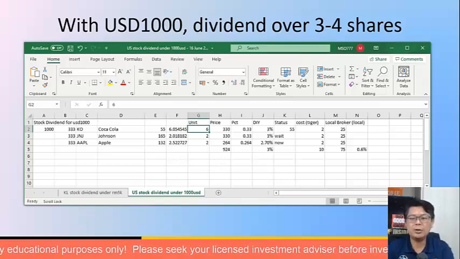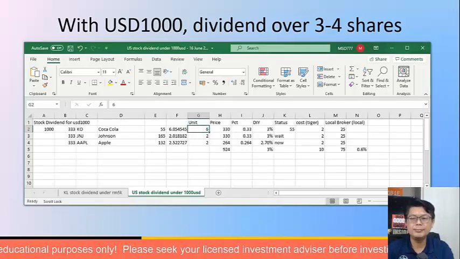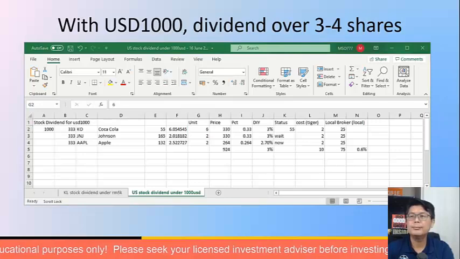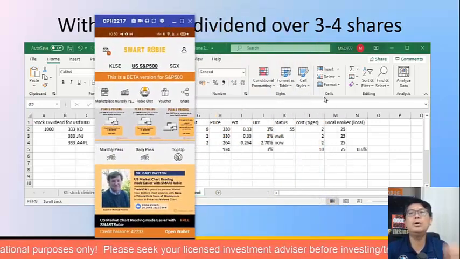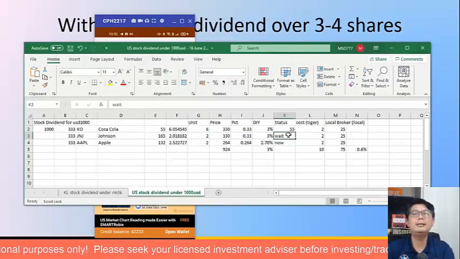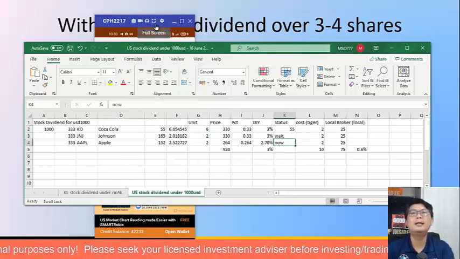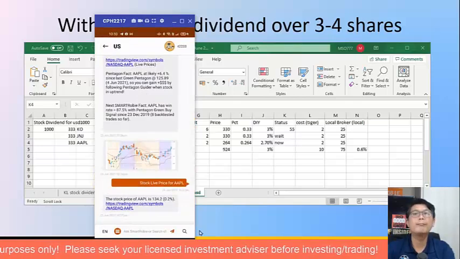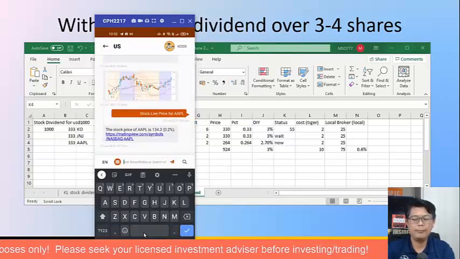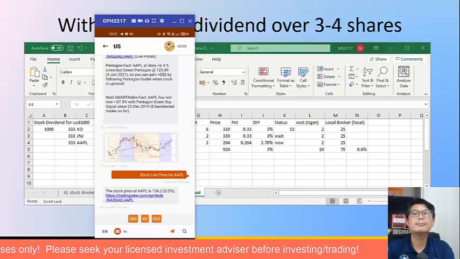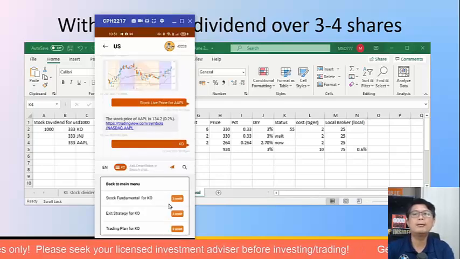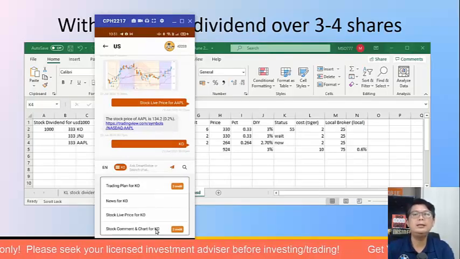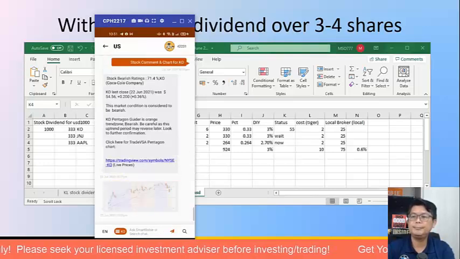So let's take a look at the stock timing now. Okay, Apple is good to go. Apple is now. Let's look at KO right now. Look at the Coca-Cola right now, and we go down to the stock chart.